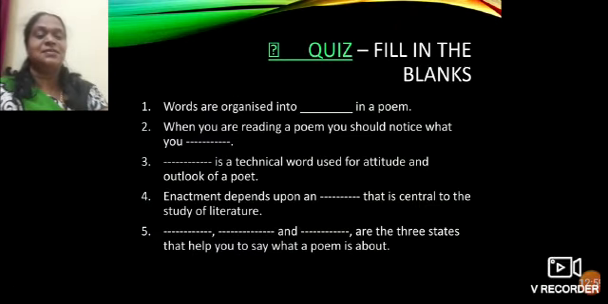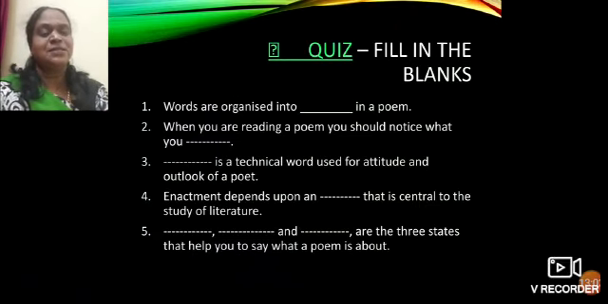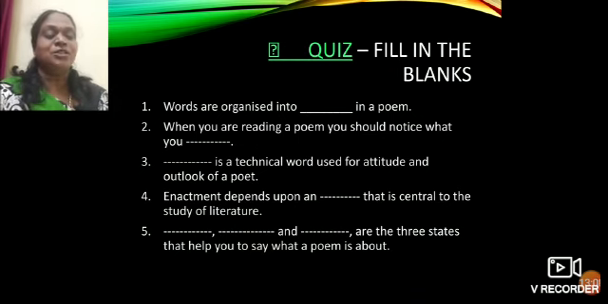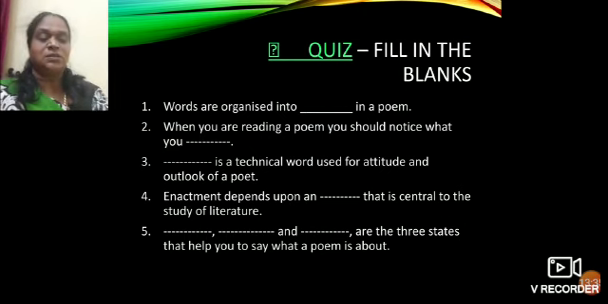Now once that's done, here is a very short quiz. It's a fill in the blanks. First one, words are organized into dash in a poem. When you're reading a poem, you should notice what you dash. Dash is a technical word used for attitude and outlook of a poet. Enactment depends upon an dash that is central to the study of literature. Dash, dash and dash are the three states that help you to say what a poem is about. Now please find out the answers for this quiz.